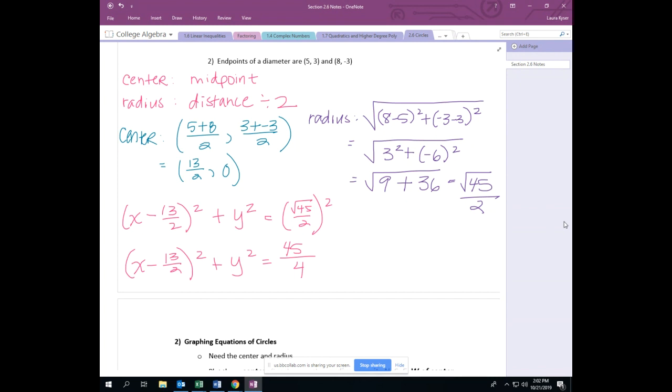So you can kind of see how we can use all of this information and the formulas for midpoint and distance to find whatever piece of info we need for the formula, and then use it to plug in and find the equation. So those are 2 examples of writing equations.